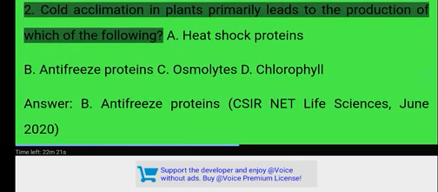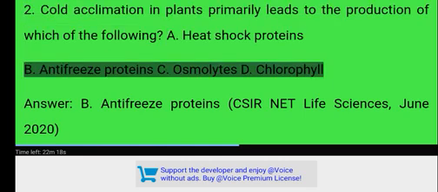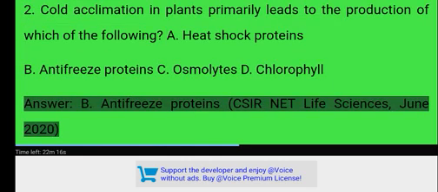2. Cold acclimation in plants primarily leads to the production of which of the following? A. Heat shock proteins. B. Antifreeze protein. C. Osmolytes. D. Chlorophyll. Answer: B. Antifreeze proteins. CSIR NET Life Sciences, June 2020.